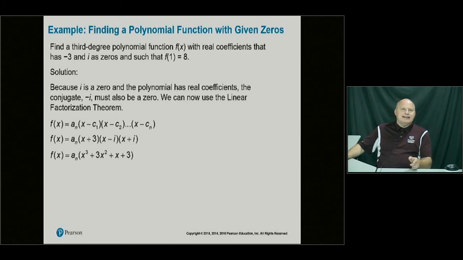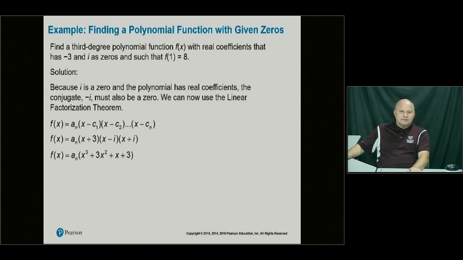Is the next step I get a sub n equals x cubed plus 3x squared plus x plus 3. Now what they don't tell you is it's very tempting to try to multiply x plus 3 times x minus i, because those are the first two factors. If you do that, you create more problems for yourself.